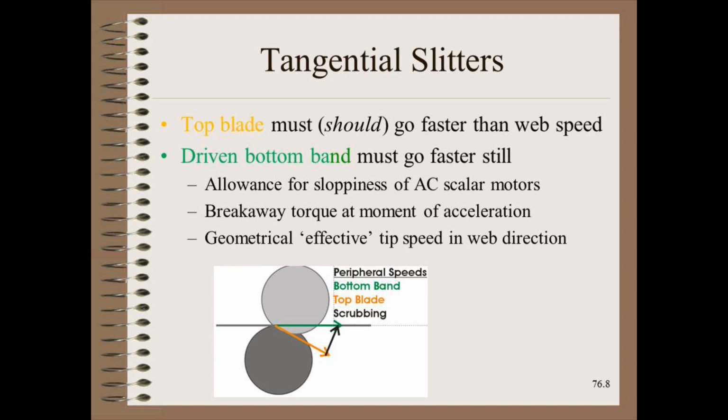In the case of the tangential slitters, sometimes the bottom band is driven. If so, it should be driven slightly or somewhat faster than web speed. The reasons are due to the sloppiness of the drive, the need for additional breakaway torque, and due to geometrical effective tip speeds.